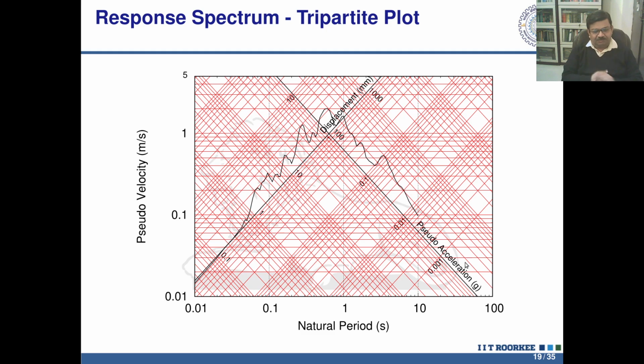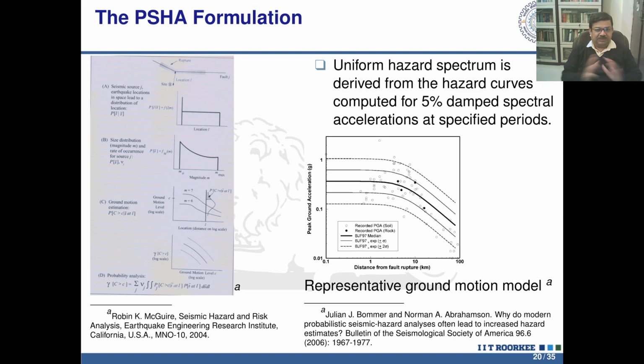So with that, we complete our discussion on the dynamic response and characterization of the ground motion. Now let us move to the main topic, that is probabilistic seismic hazard assessment.